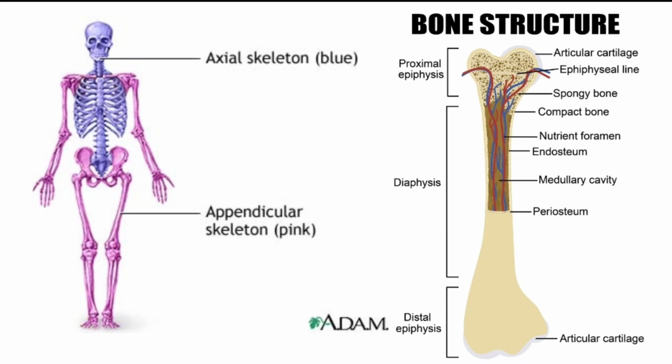The structure of the long bones are the diaphysis, which is the body of the bone, the epiphysis, which are the ends of the bones, the metaphysis, which is the union between the epiphysis and the diaphysis, the articular cartilage, which is on the surface where a joint is, the periosteum, which is the membrane that covers the bone, the medullary cavity, which contains the marrow, and the endosteum, which is the membrane that covers the medullary cavity.